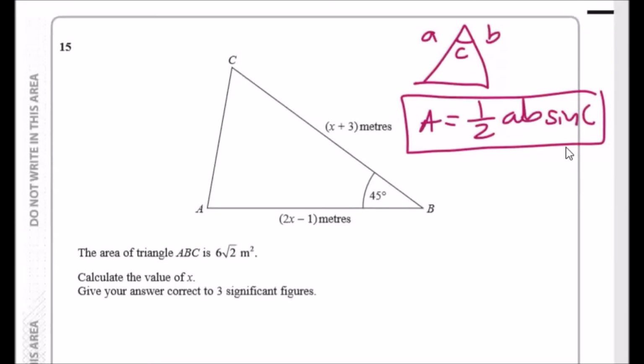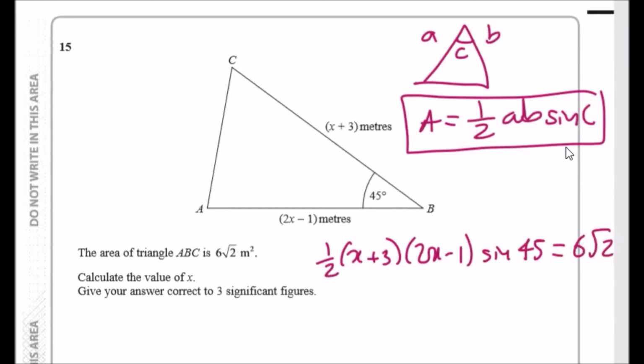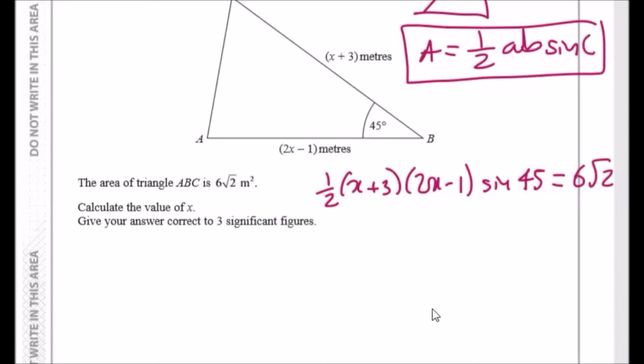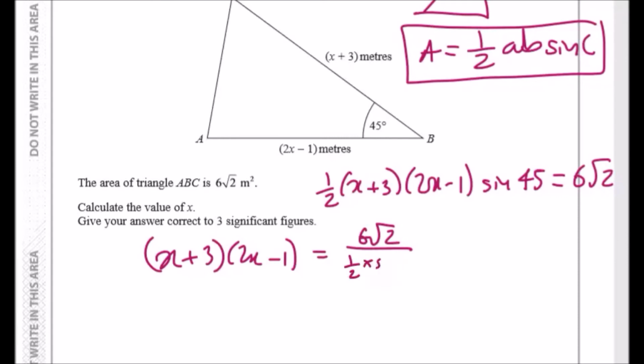Okay, so using the formula, we're going to have half AB. So let's say half x plus 3 times the other length, 2x minus 1, sine 45. And we know the area of this must equal 6 root 2. Now this is just algebra, guys. So just to make it easy for you, my advice is to throw the half and sine 45 to the right side, so you can expand this normal double bracket problem. So we're going to have x plus 3, and then 2x minus 1 equals 6 root 2 over half times sine 45.